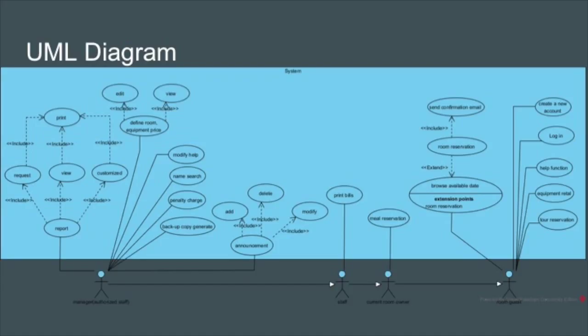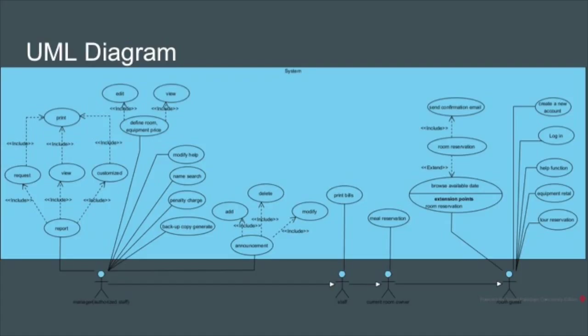Any guest who browses the website can create an account and log into the system. Common guests can only do the browsing for the available date and making the reservation. After successfully making the reservation, the system will automatically send a confirmation email. At this point, the common guest gets 3 more activities: tour reservation, equipment rentals, and a click to help button. After making the room reservation, a current room owner has a higher level and can now make a meal reservation.